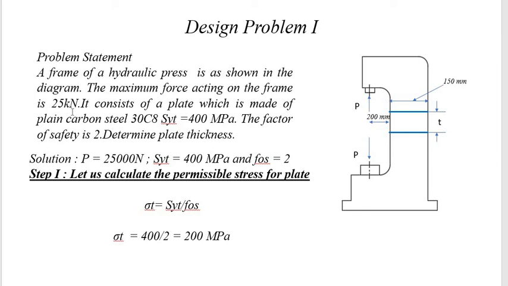Solution. Firstly, write down the given data. P is 25 kN, that is 25,000 Newton. SYT is 400 MPa and factor of safety is 2. The first step is to calculate the permissible stress for the plate, which is given by the formula sigma T is equal to SYT divided by factor of safety. Hence, sigma T will be equal to 400 divided by 2, that is 200 MPa.